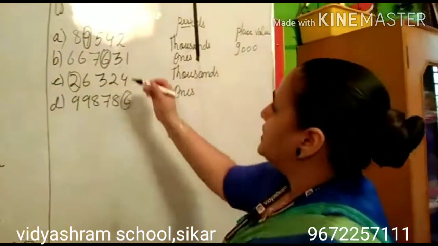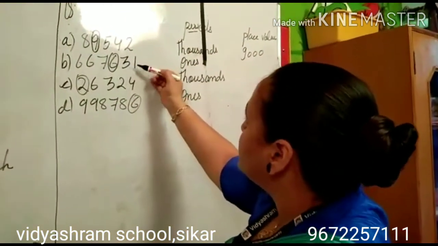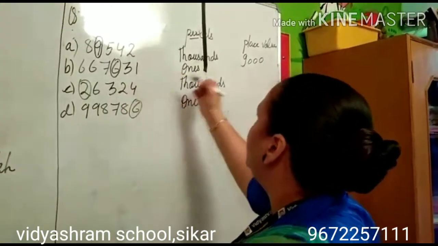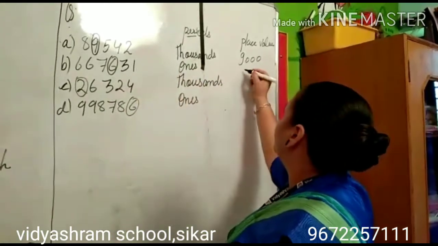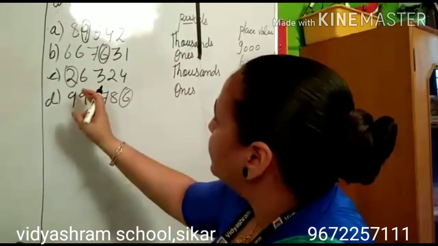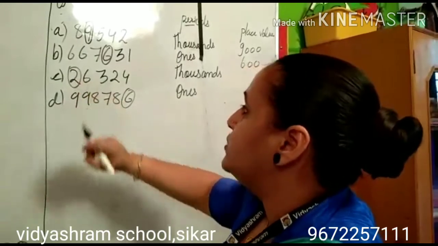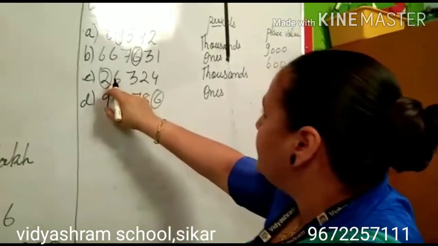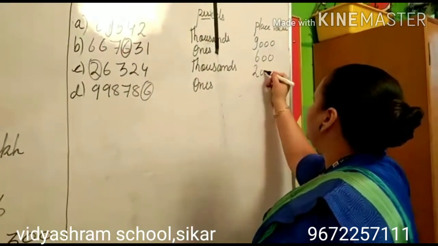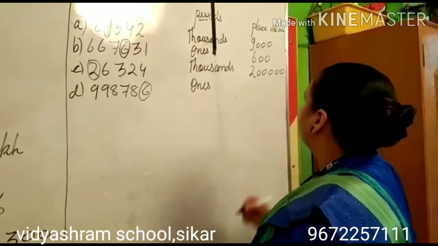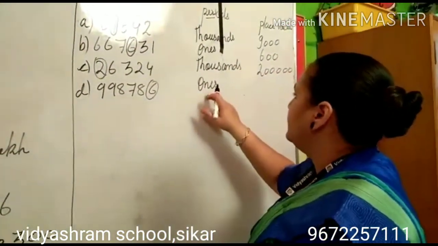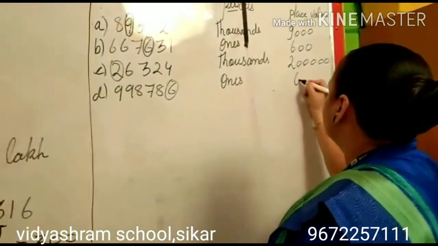Okay, now the next one is 667631. In that, 6 is the circled digit. So 6 will be in which period? 6 will be in the ones period and at the place of hundreds, 600 will come in that. Now the third one is that 2 is the circled digit in this question. So 2 will come in the period of thousands and the place value of 2 is 2 lakh. And the 6 is in the ones period and the place value is 6 only.